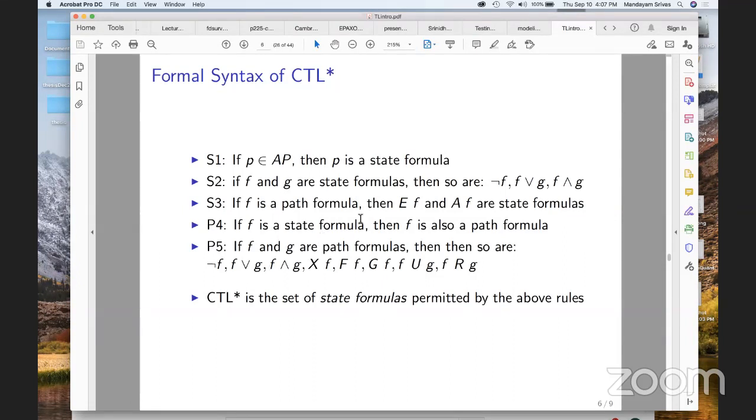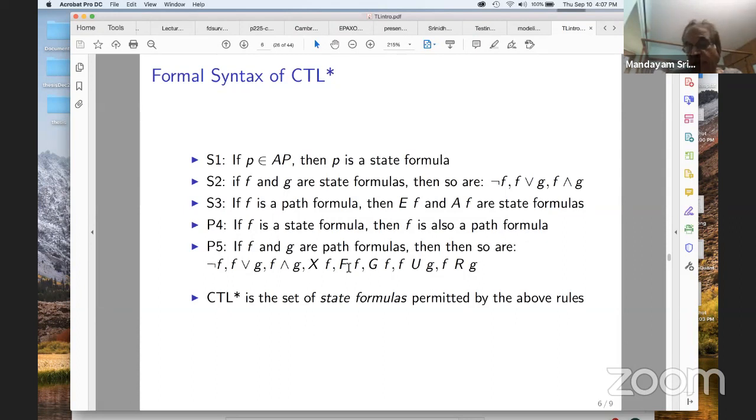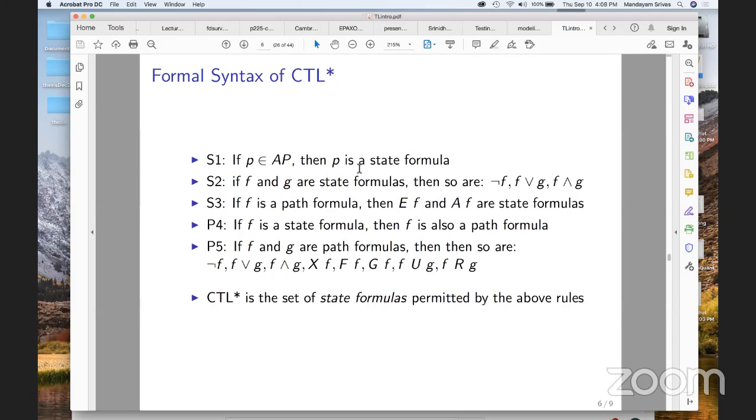Yes, if f is clear, once you apply A and E, they can be path formulas as well, okay? With the interpretation that it is true of those paths in which that state formula is true in the first state. But if you don't have a leading quantifier, or it is not an atomic formula like it is here, then it cannot be taken as a state formula, okay? So then it represents a set of paths, yeah?